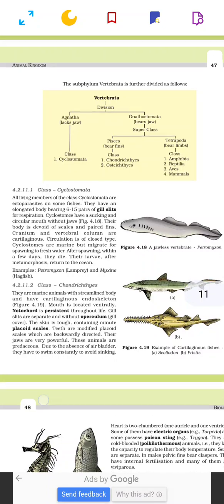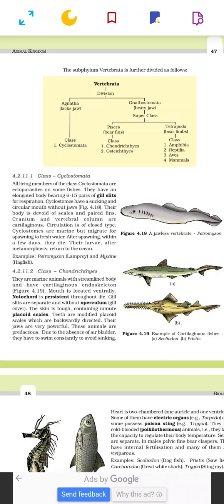Class Chondrichthyes. They are marine animals with a streamlined body and have a cartilaginous endoskeleton. Figure 4.19. Mouth is located ventrally. Notochord is persistent throughout life. Gill slits are separate and without operculum, that is gill cover. The skin is tough, containing minute placoid scales. Teeth are modified placoid scales which are backwardly directed. The jaws are very powerful.